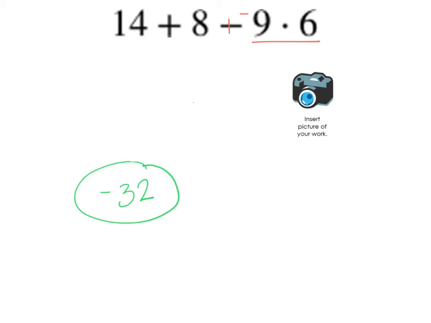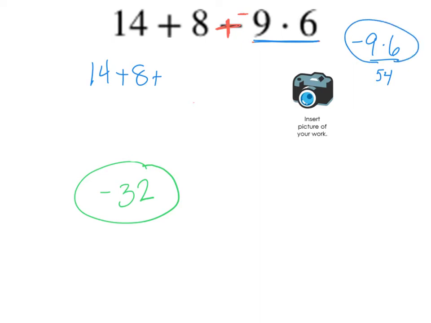Okay, so the first thing I did was add the opposite. I saw a minus sign, and I changed that to an addition sign with a negative number for the number after it. Then I have a multiplication, so I multiply. The 14 plus 8 plus stays exactly how it is. Now, negative 9 times 6. Multiply ignoring that negative sign. 9 times 6 is 54. And then when your signs are different for multiplication, the answer is negative. Same sign positive, different sign negative.